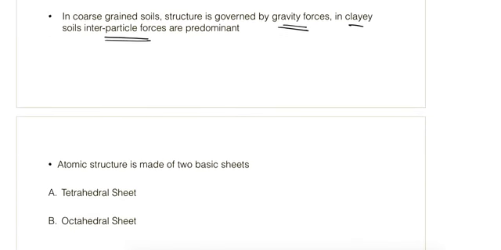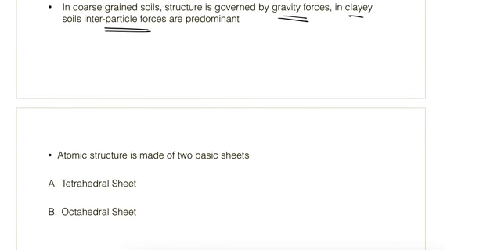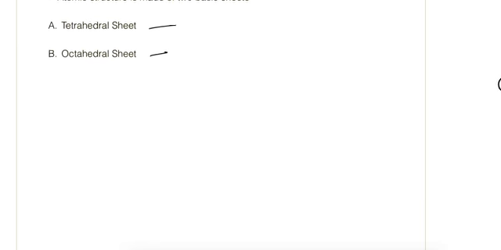Let's first see how these soil minerals are made in case of clayey soils. So these are made of some basic crystal sheets. Two sheets are there. First is the tetrahedral sheet and another is the octahedral sheet.